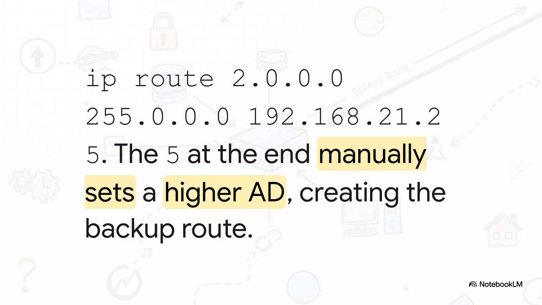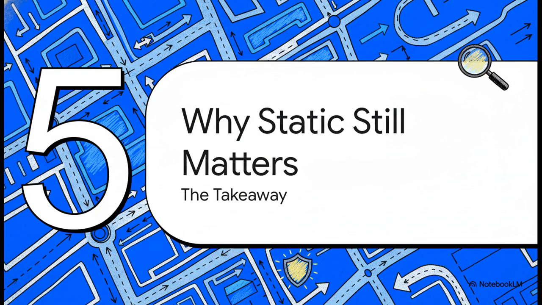And here is the magic in action. The command looks pretty much like a normal static route, but check out that little number at the very end. By adding that 5, the administrator is manually setting the administrative distance to 5, which is worse than the default of 1. This guarantees it will only ever be used if that primary route completely disappears. Pretty clever, right? So you might be thinking, in a world full of smart, dynamic protocols, why are we still even talking about this manual method? Well, the answer really comes down to 2 words: control and predictability.